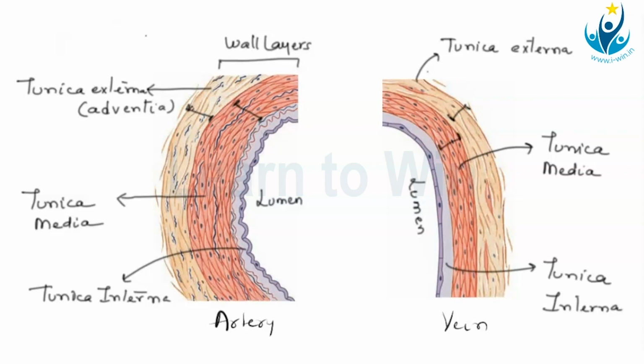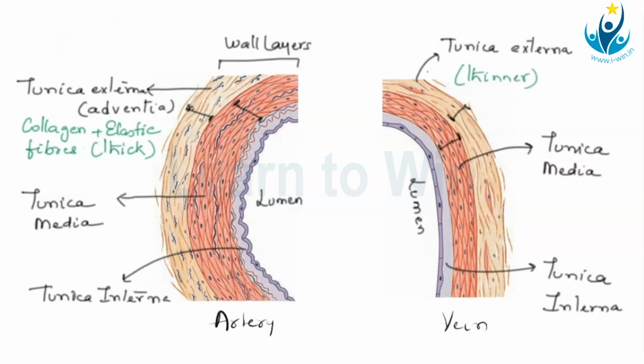Okay, so let us see each wall in detail. Now, tunica externa is the outermost layer, and it is mostly composed of collagen and elastic fibers. Right, and this one, as you can see, is thicker in the arteries, whereas it is very thin in the veins.